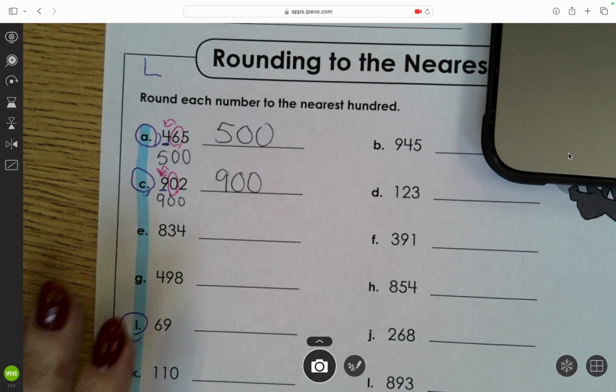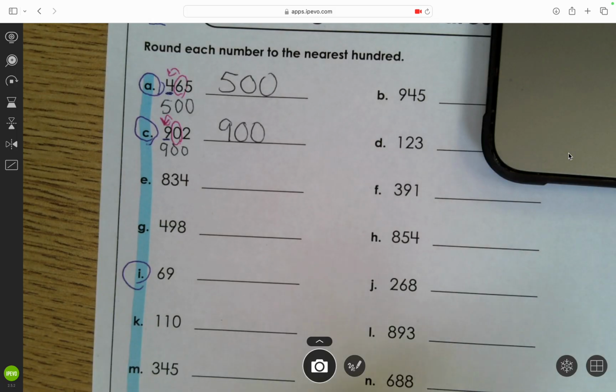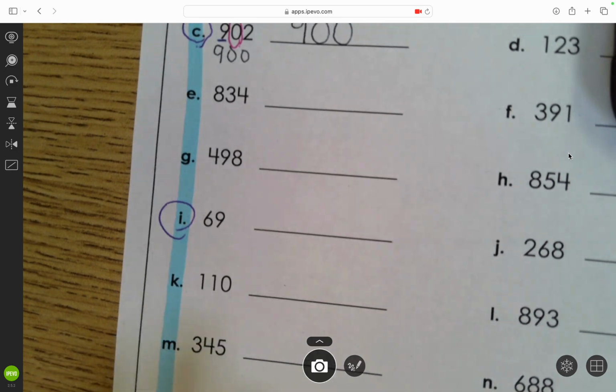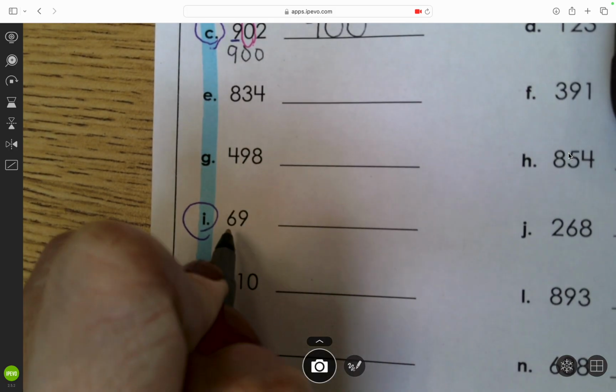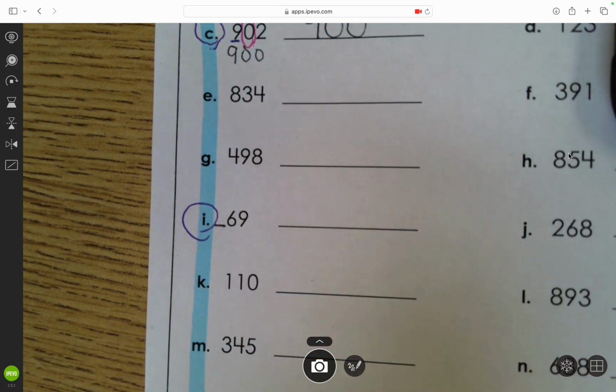Okay. Let's go to letter I. This is a little tricky. You know why? Because we're rounding to the nearest 100. So we need to underline the digit in the hundreds place. But is there a digit in the hundreds place? No. Oh my goodness. So what I'm going to do is I'm going to put a little space there. I'm going to underline that invisible number. There's an invisible digit in front of the 6. Okay? Then I'm going to follow the same rules. So I'm going to circle the 6.